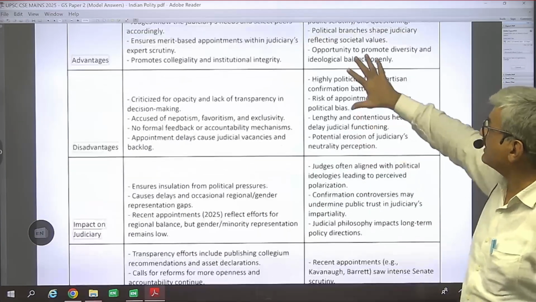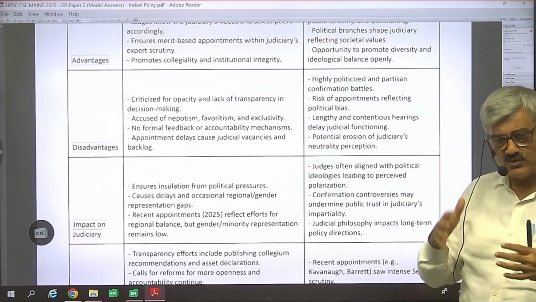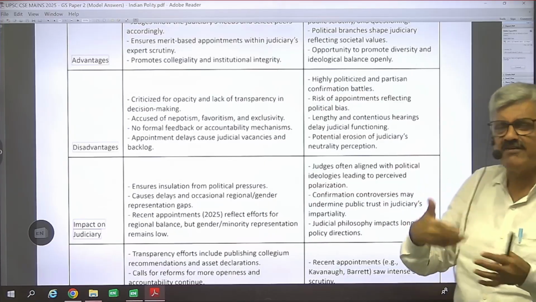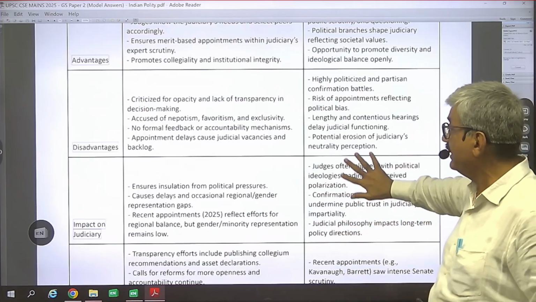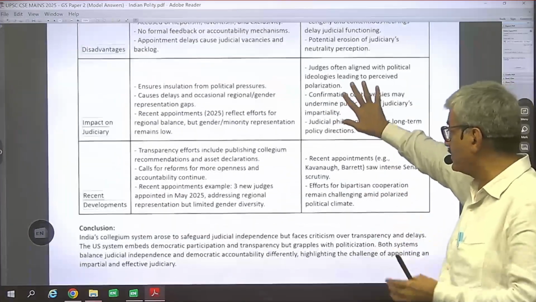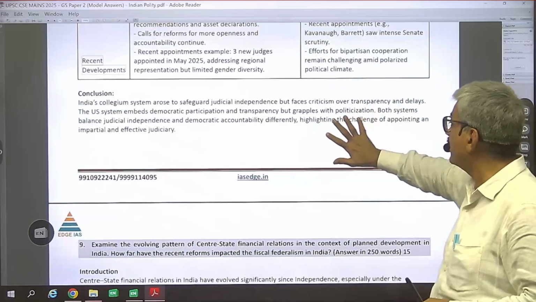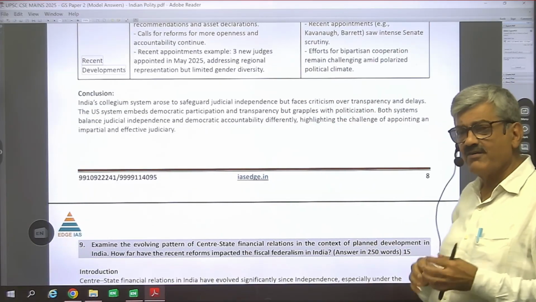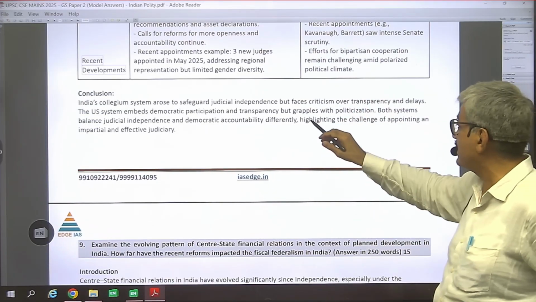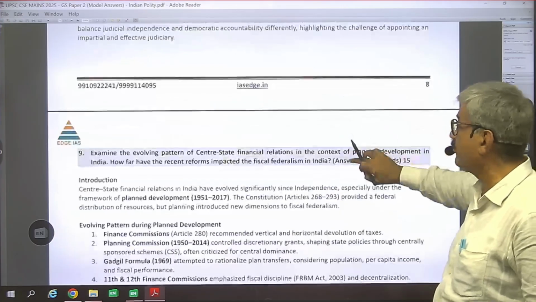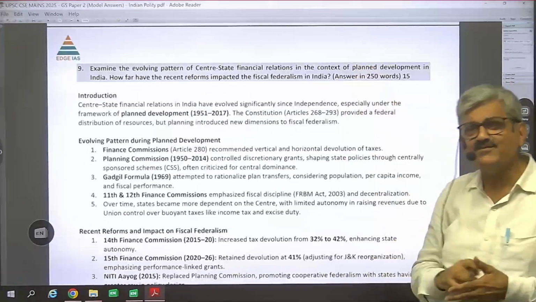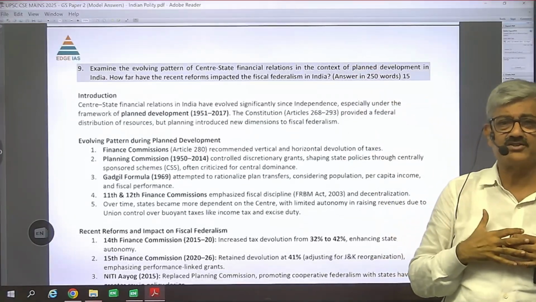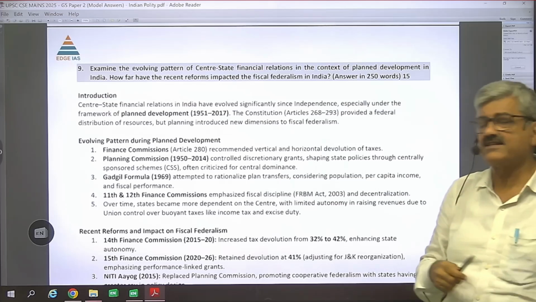Therefore, these are the advantages, these are the disadvantages. Also, every norm, every procedure has certain limitations. So we have also discussed at length, concluding that yes, democratic participation and transparency are the hallmark. Therefore, our system seems to be suitable to our conditions where more transparency is required.